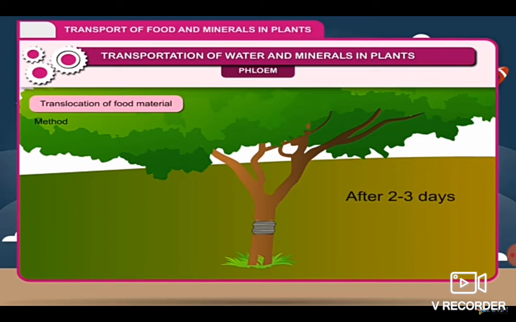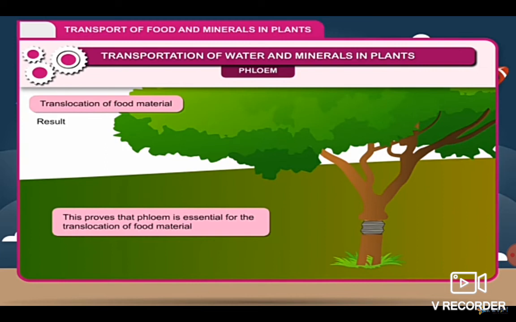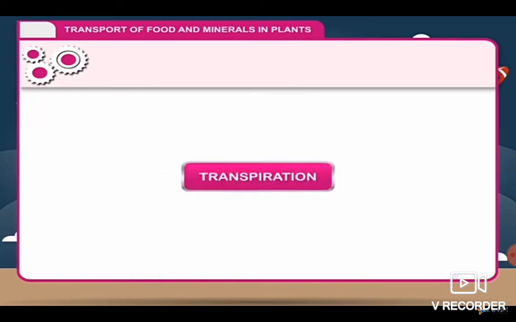After 2 to 3 days, a swelling is observed just above the ring. This portion of the stem swells up due to the accumulation of food material in the tissues. This is because the food prepared by the leaves does not reach below the ring due to removal of the phloem. Result: this proves that phloem is essential for the translocation of food material.